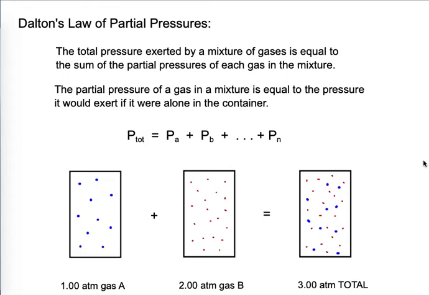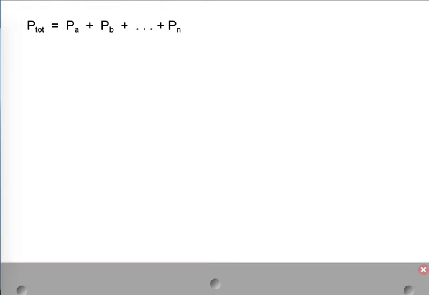So, let's see what type of problems we'll encounter with this law. First, let's derive an important equation. Here is Dalton's law of partial pressures. The total pressure, as we said before, is equal to the sum of the partial pressures in the mixture. Well, we know that the ideal gas law says that pressure times volume equals moles times R times temperature, or rearranging, pressure equals nRT over V.